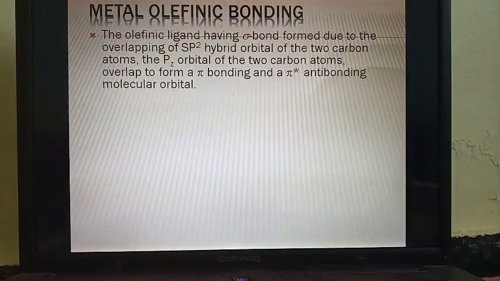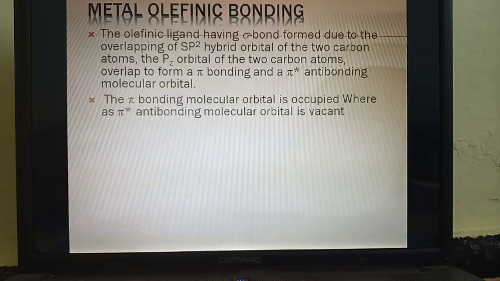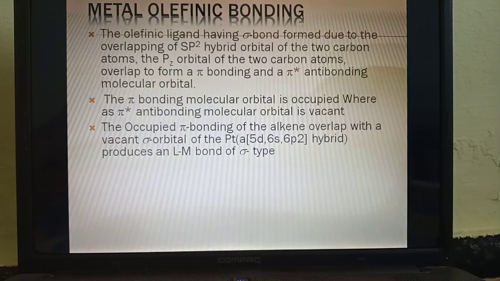So that is metal olefin bonding. The olefin ligand has a sigma bond formed by the overlapping of the sp2 hybrid orbitals of the 2 carbon atoms, with the pz orbitals of the 2 carbon atoms overlapping to form a pi bond and a pi star antibonding molecular orbital. So as earlier, from the hybridization of ethylene we get two forms, pi bonding and pi star antibonding molecular orbital. The pi bonding molecular orbital is occupied, whereas the antibonding pi star molecular orbital is vacant. The occupied pi bonding orbital of the alkene overlaps with the vacant sigma orbital of the platinum, producing a metal-ligand sigma bond.